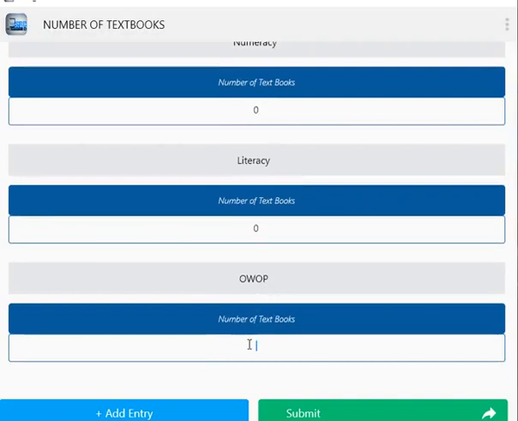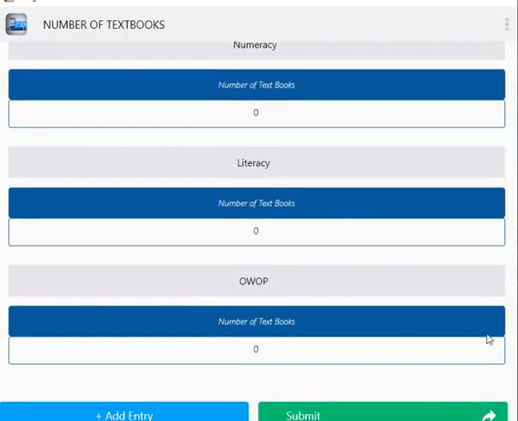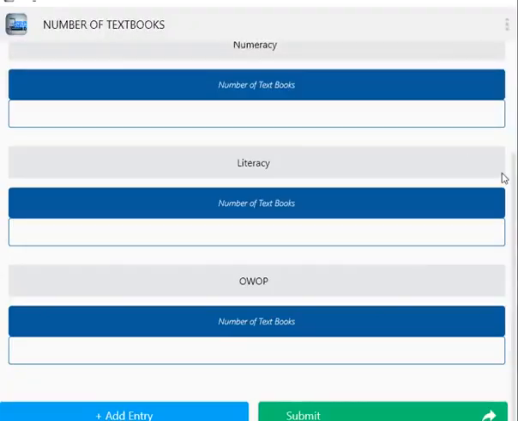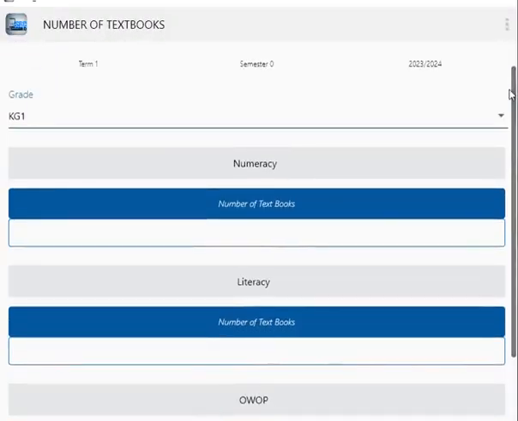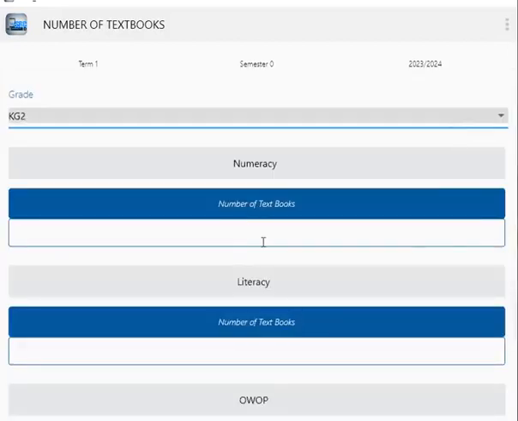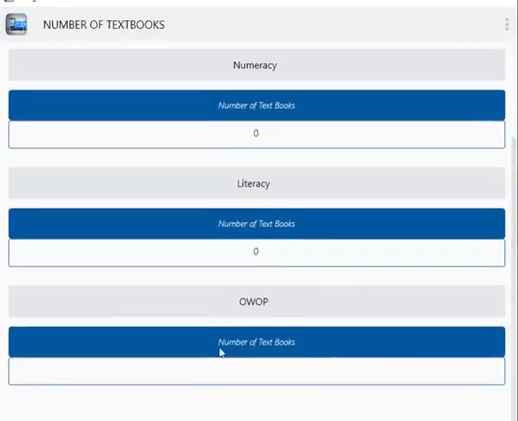So you indicate appropriately. When you are done, please remember this: you don't click submit. You click on add entry. It says you are about to add the number of textbooks for the selected grade to the entries, so click OK. Right, so we are finished with KG1. We continue with KG2. We don't have any textbooks for numeracy, but if you have, then you indicate the number.